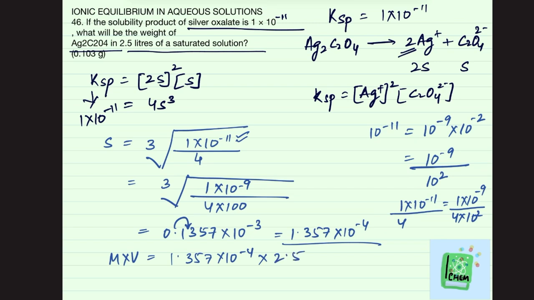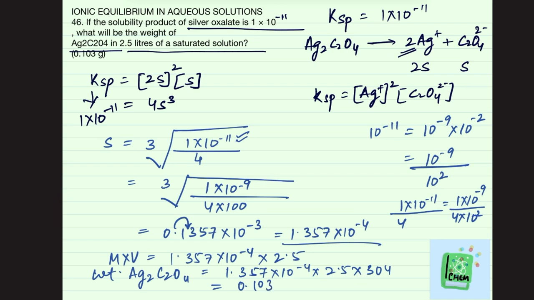And to get the weight of silver oxalate, Ag2C2O4, if we multiply the number of moles with the molecular weight of silver oxalate, which is 304, then you will get the weight of silver oxalate, and this is equal to 0.103 gram. So the weight of silver oxalate is 0.103 gram.